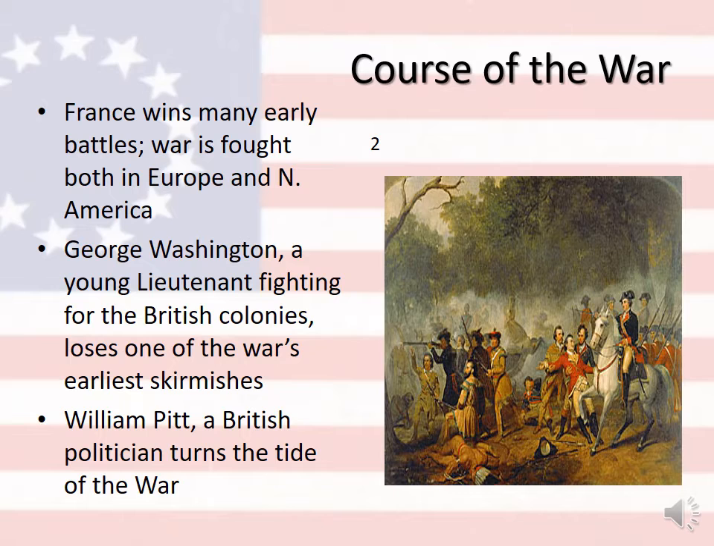So the course of war: France wins many early battles. The war is fought both in Europe and in North America, like I said before. George Washington was actually a young lieutenant, and he fought for the British during this war. And he actually loses a bunch of early battles or early skirmishes in this French and Indian War. William Pitt was a British politician turned war hero who turns the tide of the war for the British in the colonies.